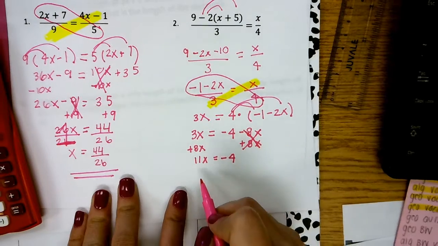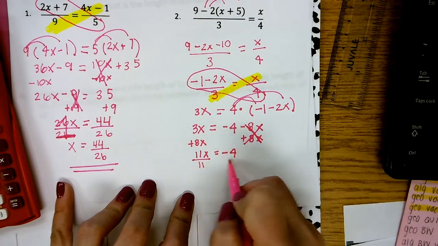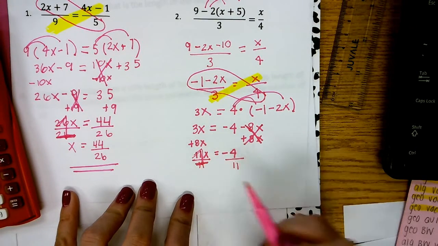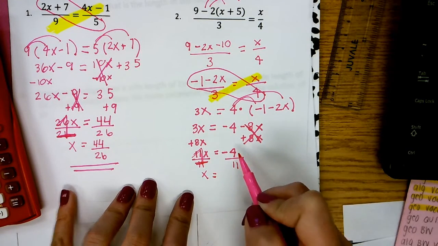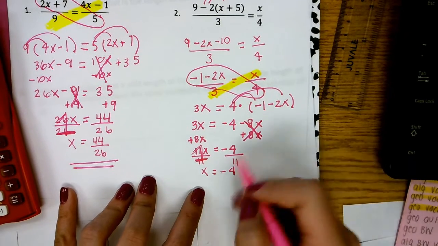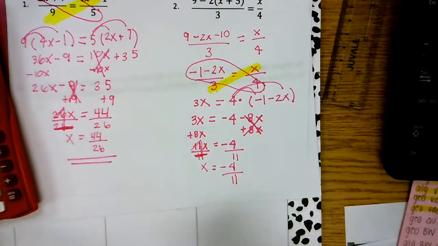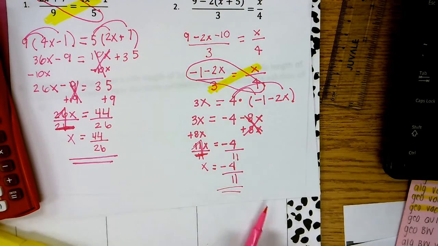Now we want to get x by itself. So the inverse of multiplying by 11 is dividing by 11. We do that, the 11's make a giant 1. So we get x equals, again, this is not going to divide nicely, so let's not turn it into a decimal. You can if you want, it's not wrong if you do, but a fraction is more precise. So we're going to leave it as x equals negative 4 over 11, and that's our final answer.